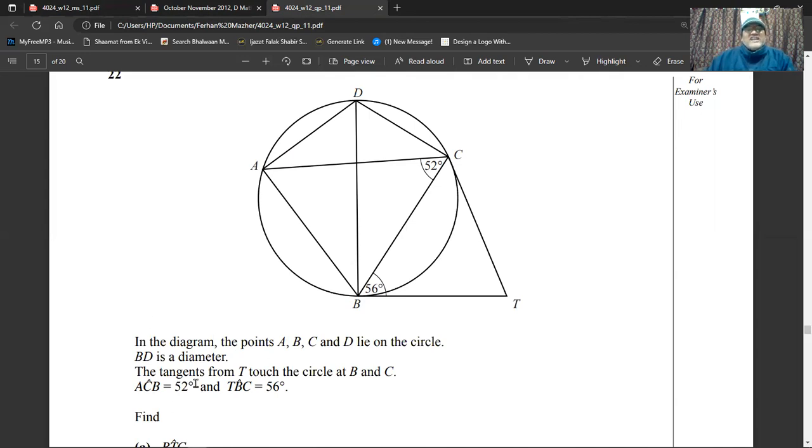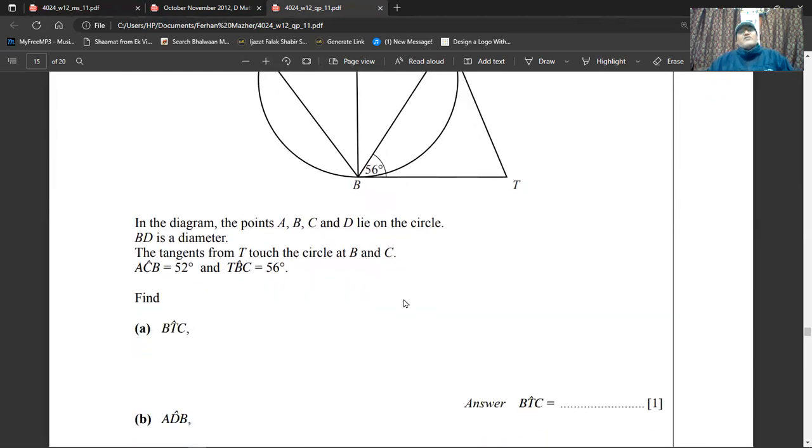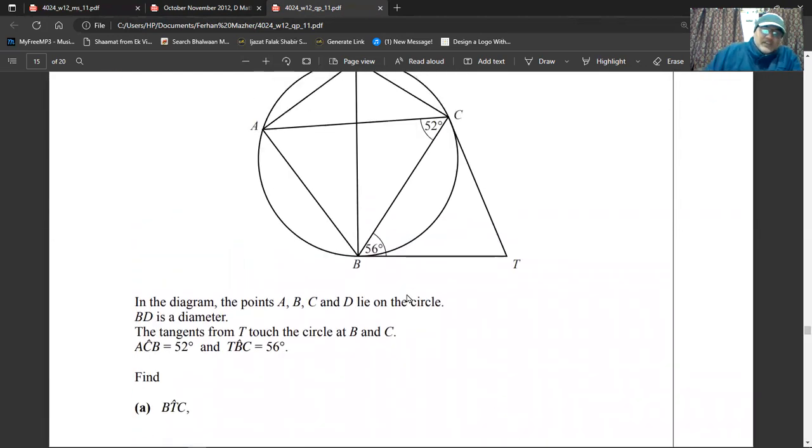Then he says the tangents from T. These are the tangents. TC and TB are the two tangents coming from the same external point T. The tangents from T touch the circle at B and C. The angle ACB is 52, and the angle TBC is 56. So their first question is to find BTC. They want me to find out BTC, this angle.